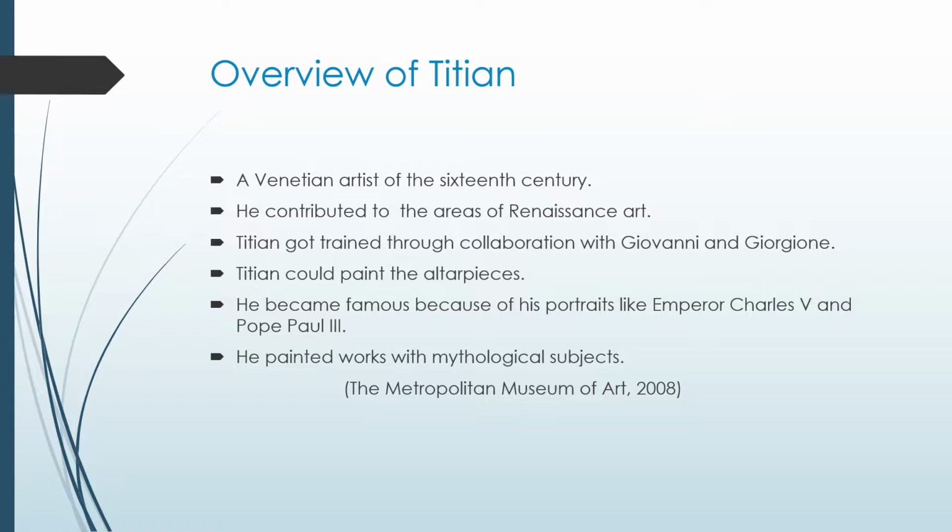Titian could paint altar pieces, like he could paint those things to put on the altar in the churches, and he became famous for his portraits like Emperor Charles V and Pope Paul III. These are the paintings he painted, and those paintings were liked by many people and they made him famous. Also, he painted works with mythological subjects. These are subjects which come from ideas, where you come up with an idea and then you paint something, and those are the subjects where he could paint those works.